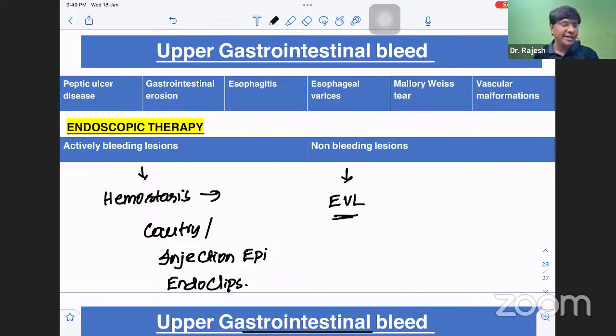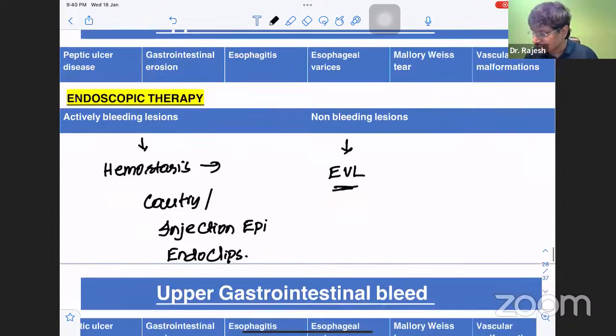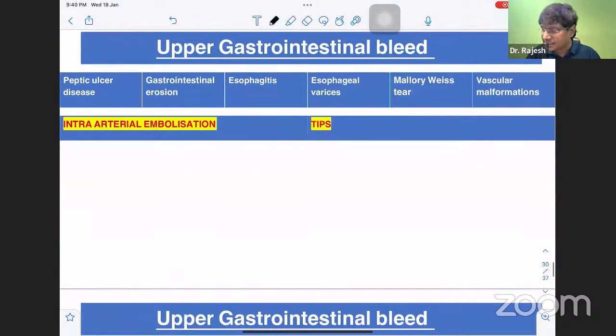Now, you have done an endoscopic therapy, but endoscopic therapy did not work. Endoscopic therapy failed. Then what is the next option? The next option is the intra-arterial embolization or the TIPS, that is transvenous intrahepatic portosystemic shunt. Sorry, it is not transesophageal, it is transvenous. Now, you take this angiographic treatment.